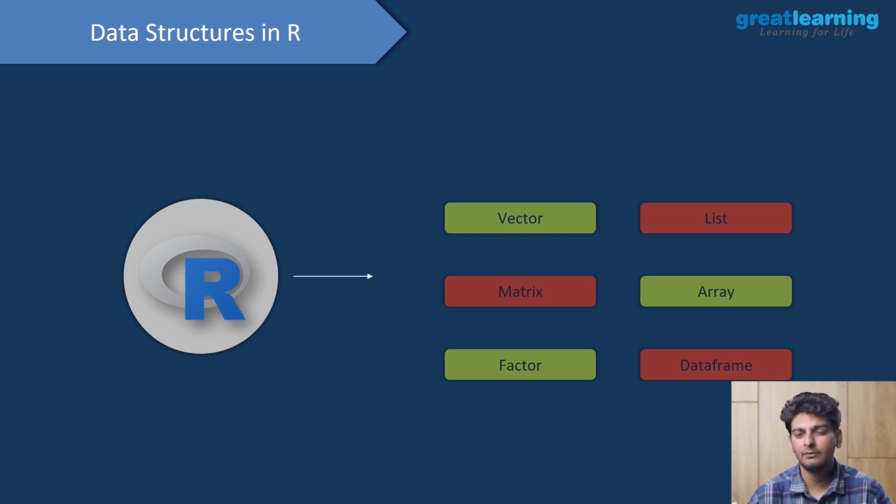A vector is a linear homogeneous data structure. Now, what do I mean by a linear homogeneous data structure? It is called a linear data structure because it has just one dimension. And it is called a homogeneous data structure because you can store elements of only one particular type in this data structure.